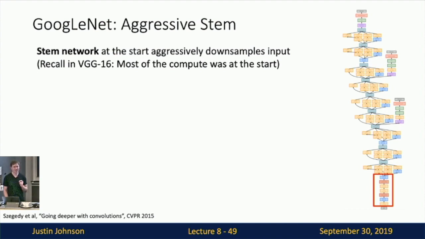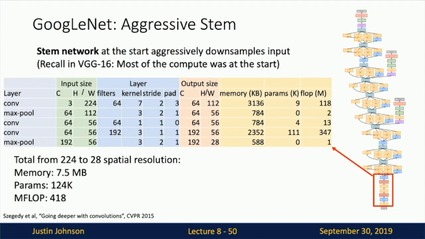One is the use of a stem network at the very first couple of convolutional layers, which very aggressively downsamples the spatial resolution of the input image very quickly. Because as you'll recall, with VGG or AlexNet, the very expensive layers were those big convolutions on feature maps of very large spatial size. So to avoid those expensive convolutions on large spatial feature maps, they use a lightweight stem that quickly downsamples the input.